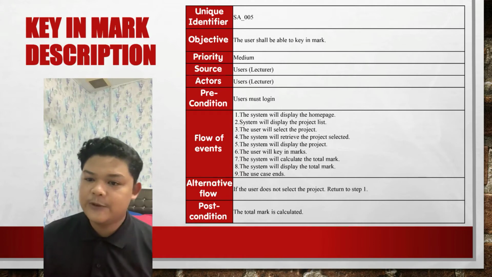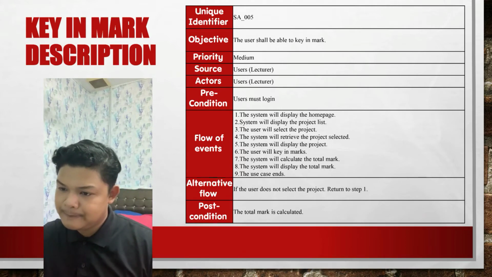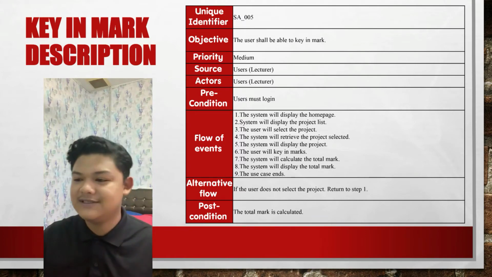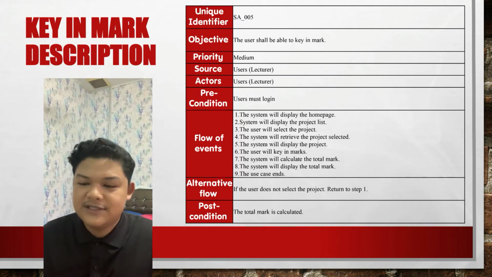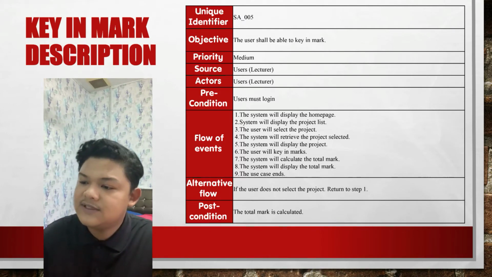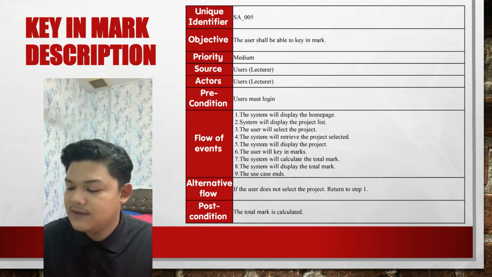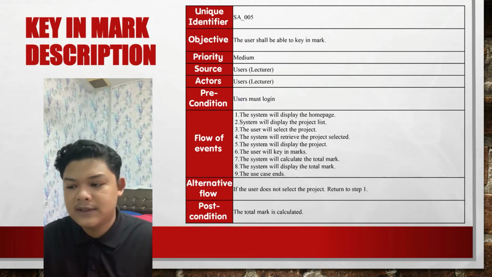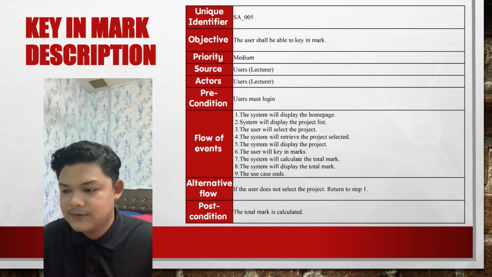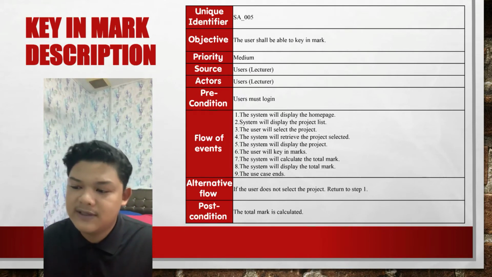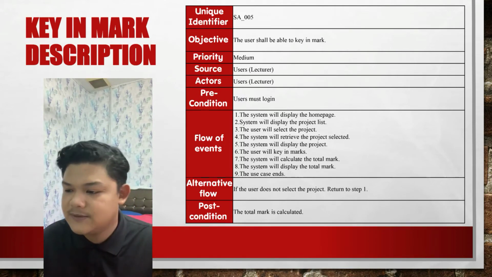And next we go to key in marks. Okay, we go to our last use case description, which is the key in mark description. The objective of this use case is the user shall be able to key in marks, and the priority for this use case is medium. The source will come from the users, and the actors involved are lecturer and coordinator, both users.